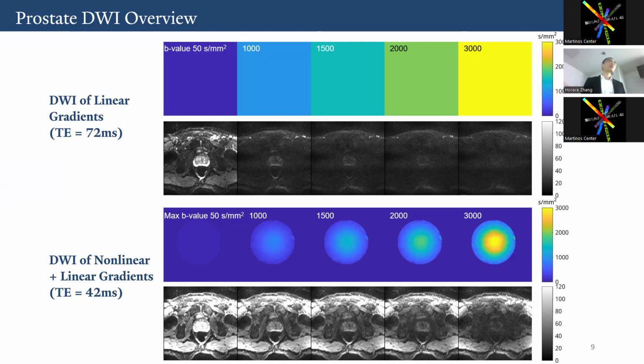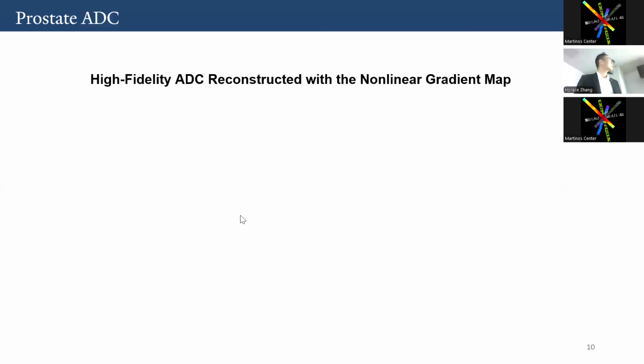Here are three questions to answer here. With a nonlinear b-value map, can we generate an accurate ADC map? The second question is, how much of an SNR gain does the short TE bring? And the third question is, what about the lesion conspicuity from the short TE DWI? So let's dive into the first problem.